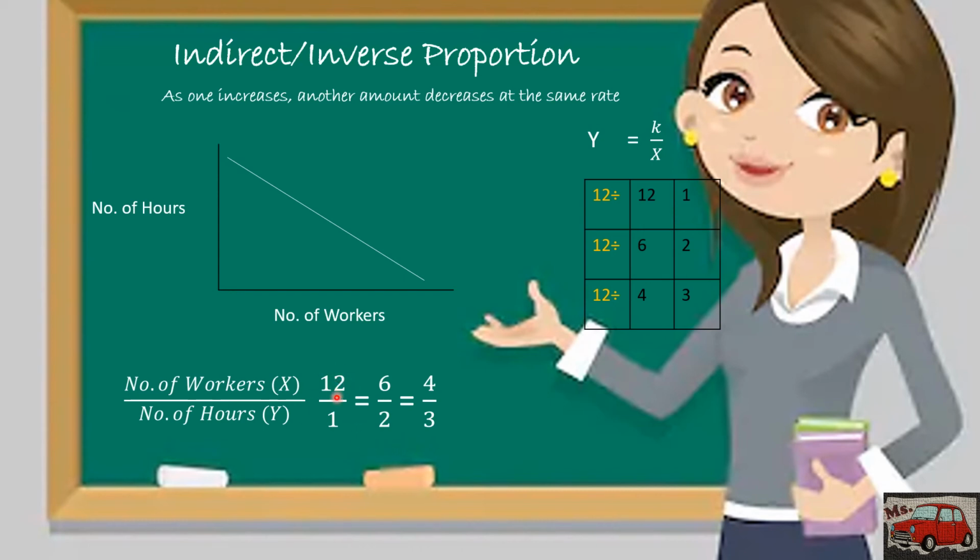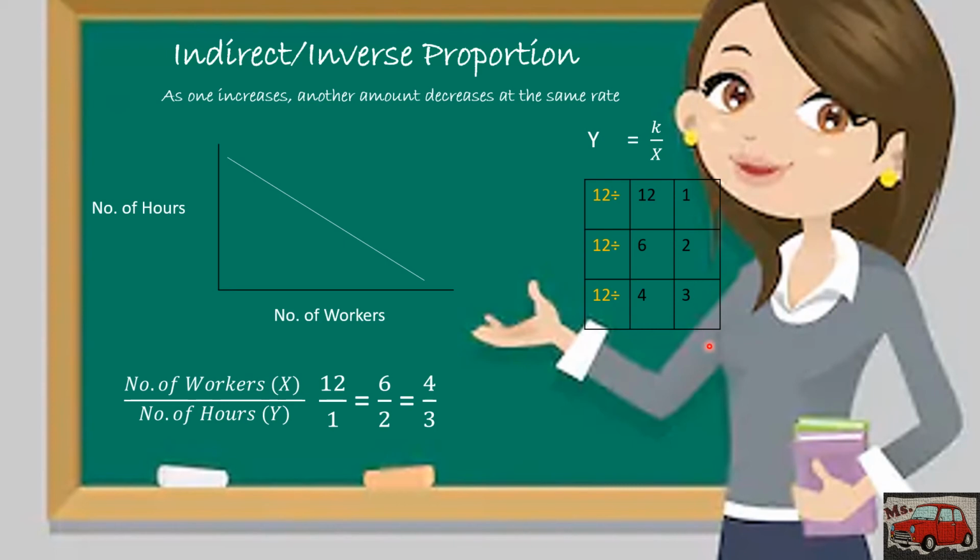Now, the formula for inverse or the indirect proportion is this one. So, yung K dyan, yan yung constant of proportionality. Alright? So, in this table, you can see that this is your constant of proportionality. This is the number of your workers and number of hours.